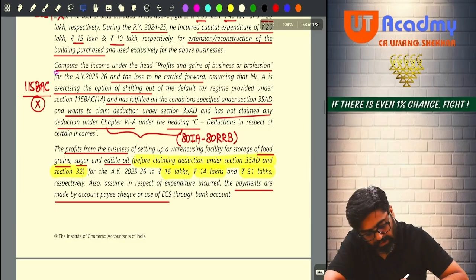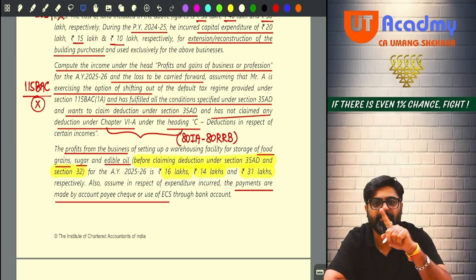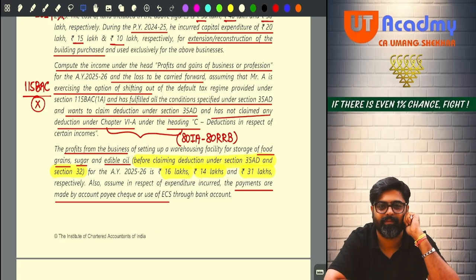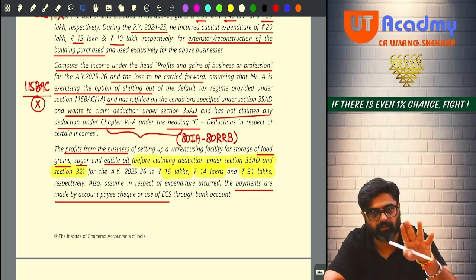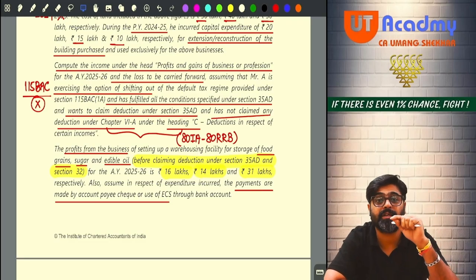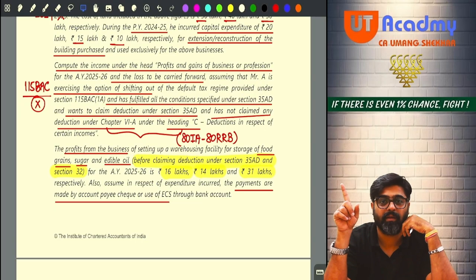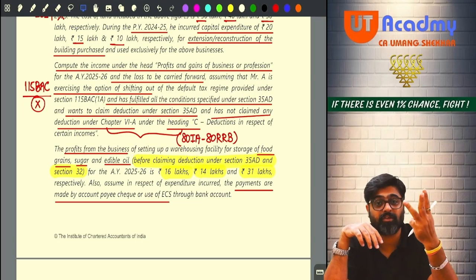Now they are saying, compute the income under the head PGBP and the losses to be carried forward, assuming that Mr. A is exercising the option of shifting out. Sir, what if he was not shifting out? Then the 35AD deduction is not available. If you follow section 115BAE, then under section 115BAE the deduction for section 35AD is not available. So this was the second thing which is not available. No, not just the second thing, this is the third thing.